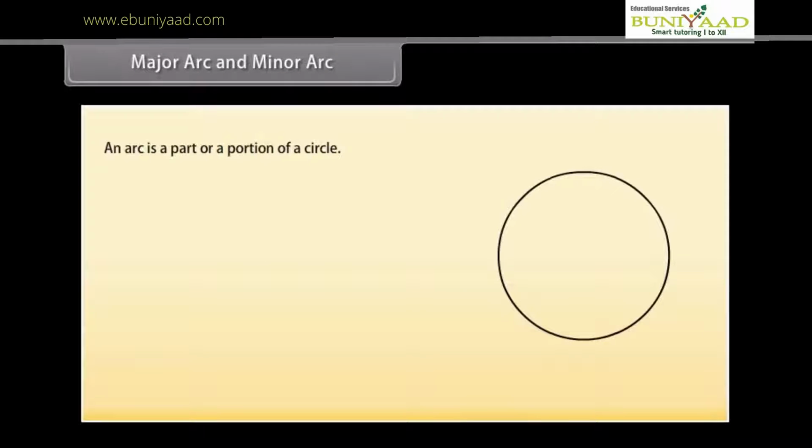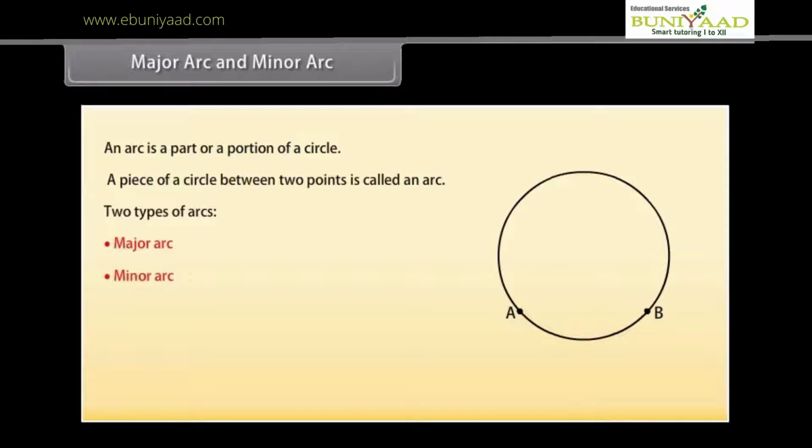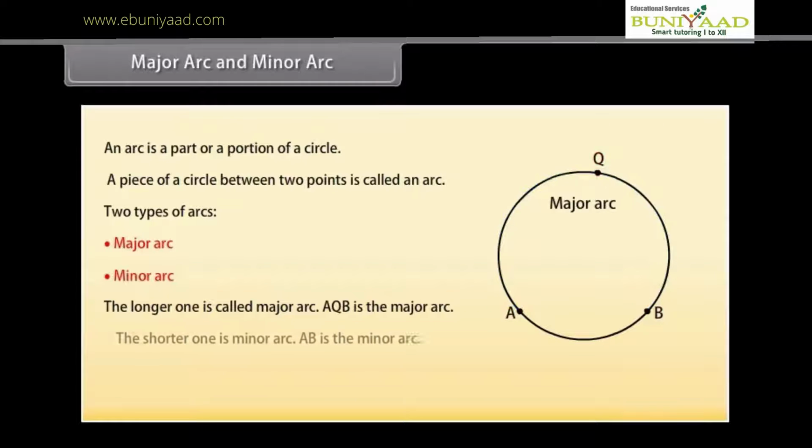Major arc and minor arc. Look at this figure. This is an arc. An arc is a part or a portion of a circle, or we can say that a piece of a circle between 2 points is called an arc. There are 2 types of arcs: the major arc and the minor arc. The longer one is called the major arc. Here AQB is the major arc, and the shorter one is the minor arc. AB is the minor arc. The arc is denoted by this sign.